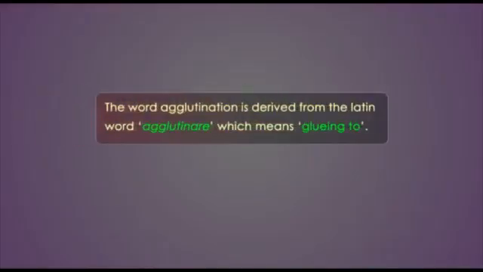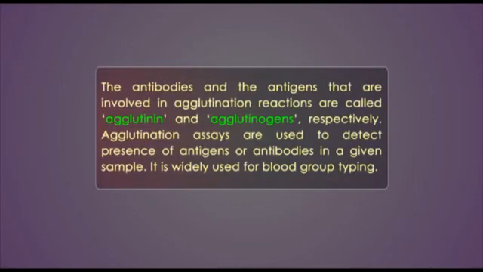Agglutination is the formation of visible clumps due to antigen-antibody interactions. The word agglutination is derived from the Latin word agglutinare, which means gluing to. Formation of the visible clumps occurs when the antigen and the antibody are at equivalence concentrations. The antibodies and the antigens involved in agglutination reactions are called agglutinins and agglutinogens respectively. Agglutination assays are used to detect the presence of antigens or antibodies in a given sample. It is widely used for blood group typing.